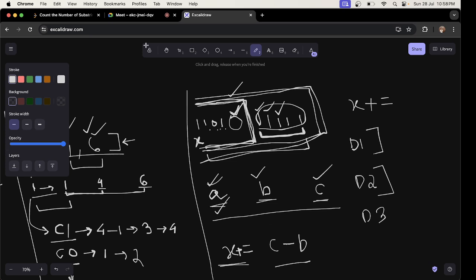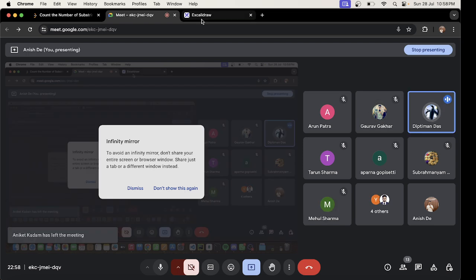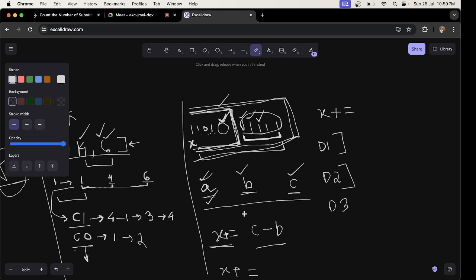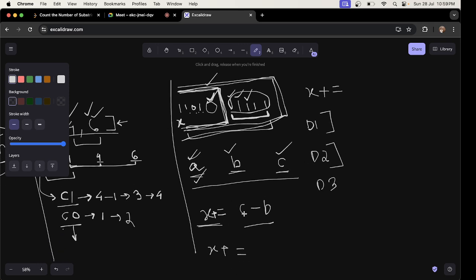Hi there, Anish. Hello. Yeah, this part is a bit confusing. This part, the substring you are saying, that will have x number of dominant substrings, right? Yes. Okay, so after that, I'm not getting the c minus b part exactly.